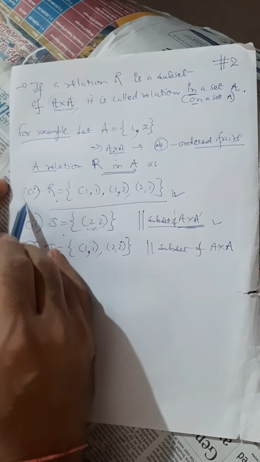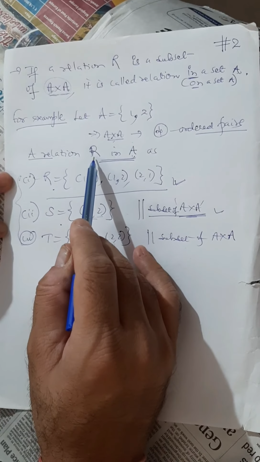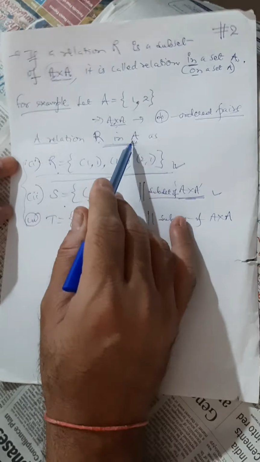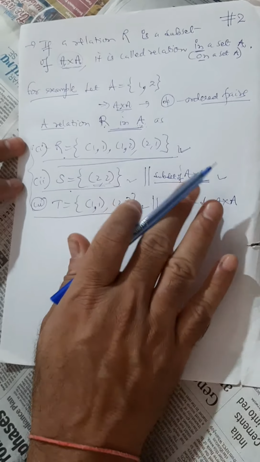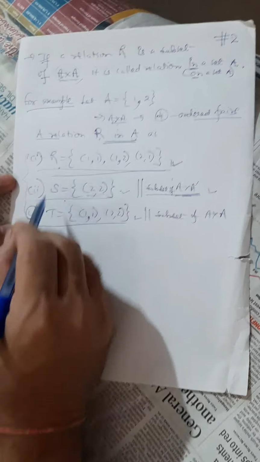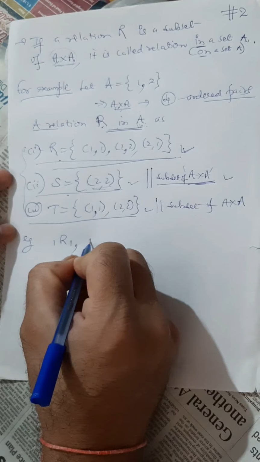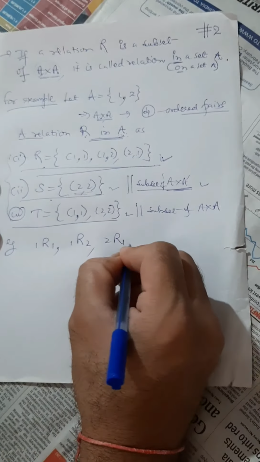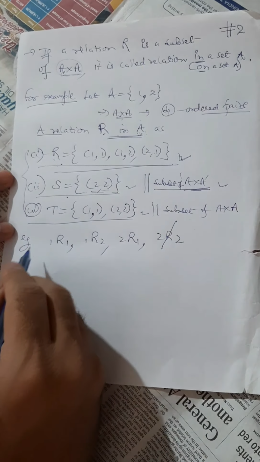I've just taken 3 examples of relations in A, remember. So this is relation R in A, this is relation S in A, this is relation T in A. You can find many more. This is just for your information. So for example, relation R, you can say that 1 is related to 1, 1 is related to 2, 2 is related to 1, but 2 is not related to 2 in this relation R.